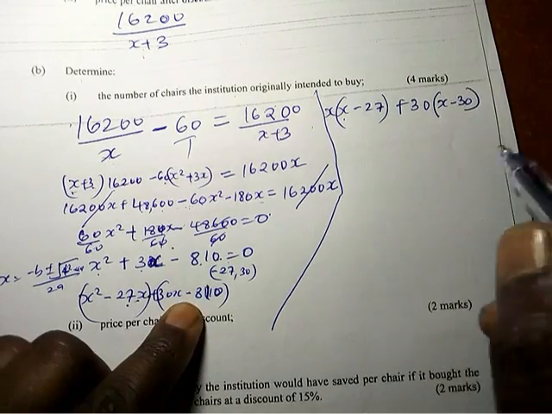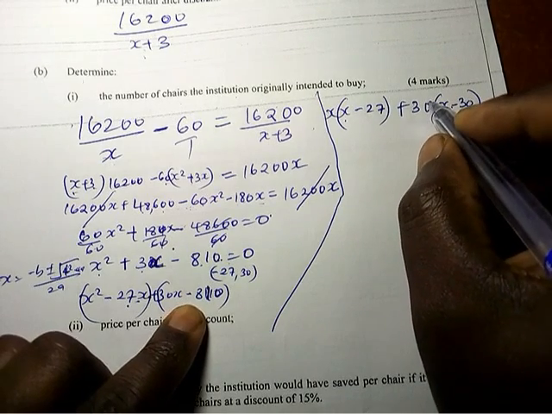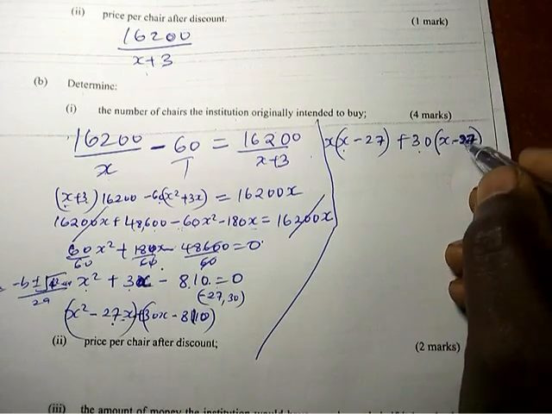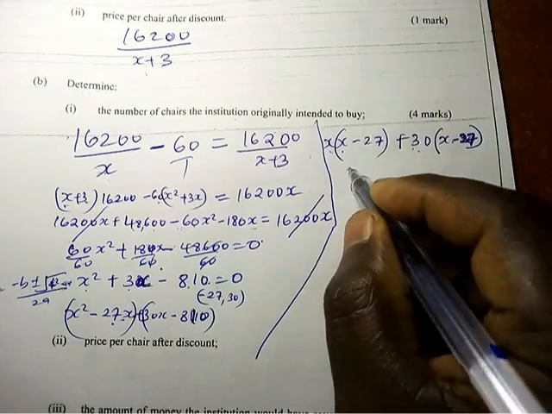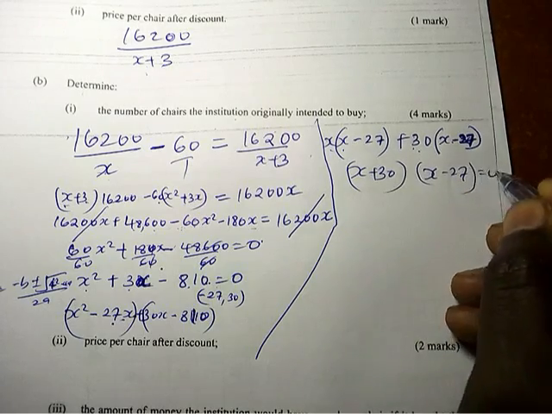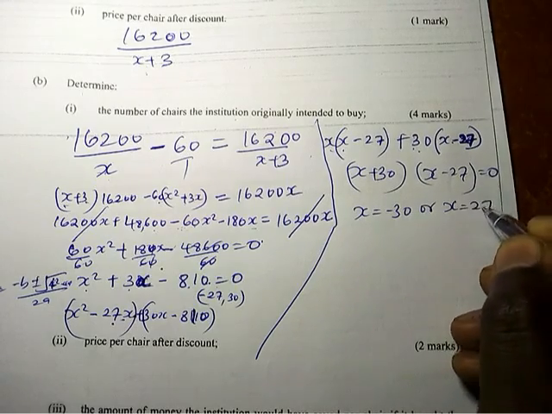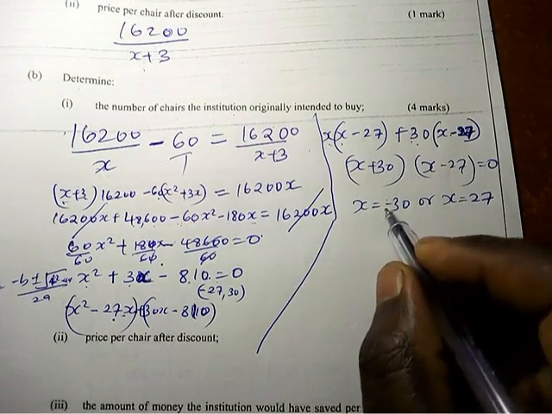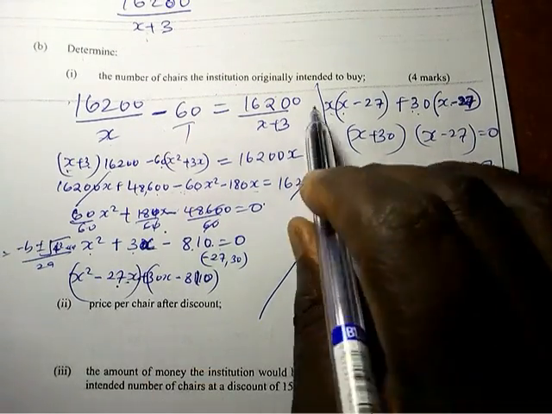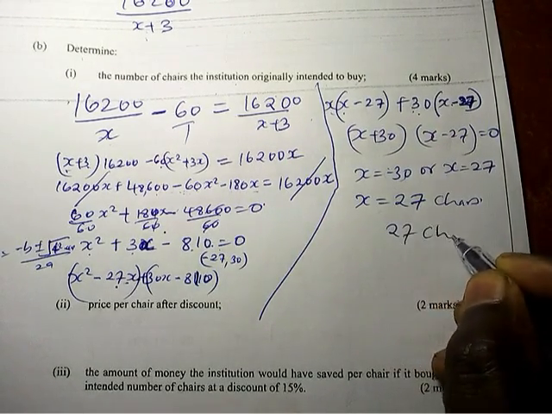Is it a minus or addition? Sorry. The common factor here is 30, which was here 27 times. Now we pick this and that: x plus 30, x minus 27 is equal to 0. So x is equal to negative 30 or x is equal to 27. x cannot be negative, so we ignore the negative, so it means x is equal to 27. So they intended to buy 27 chairs.